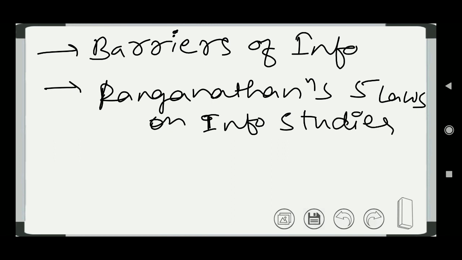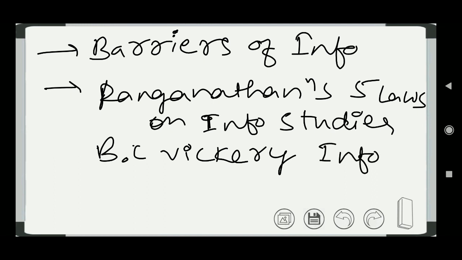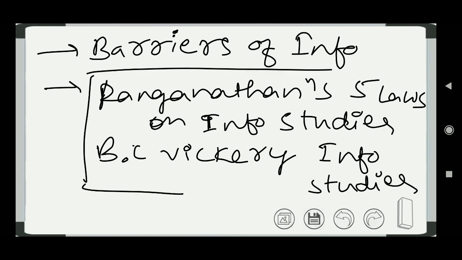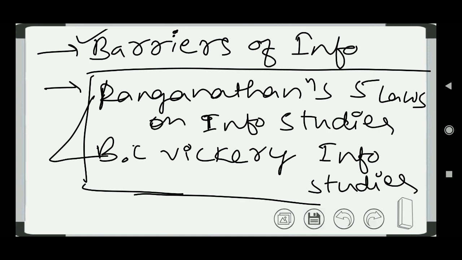Next, BC Vickery and BC Vickery information studies. This is also important under information scopes. So be prepared. Many times these two questions were asked in the exam. Also the barriers of information. So be prepared for this concept in this unit.